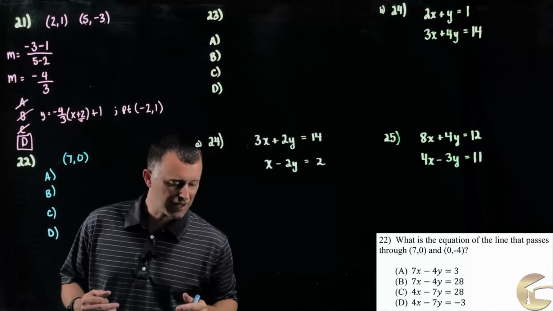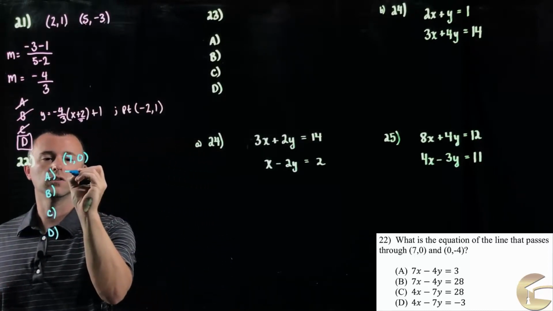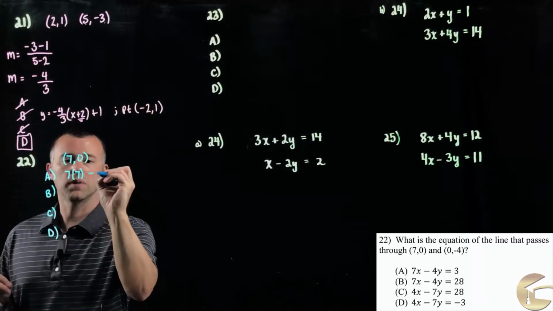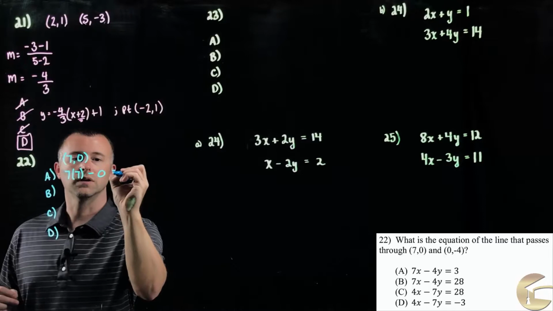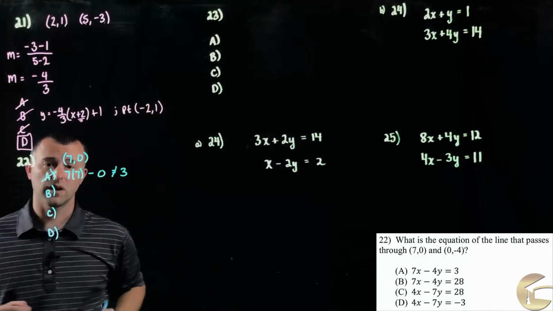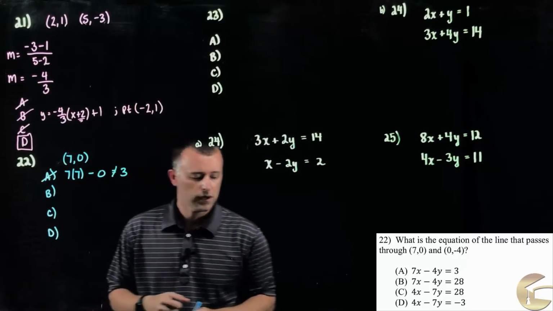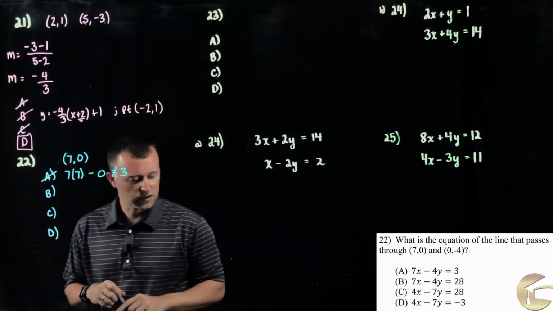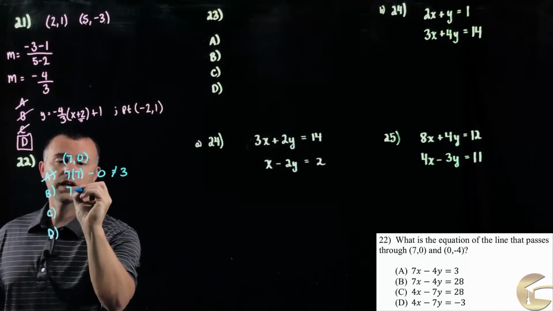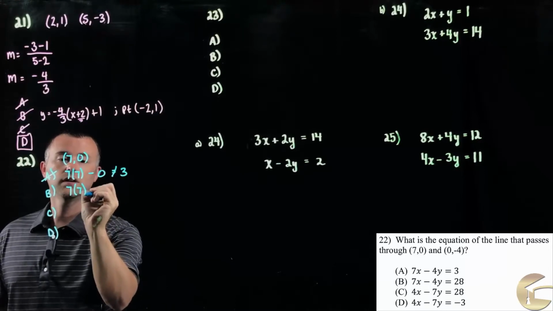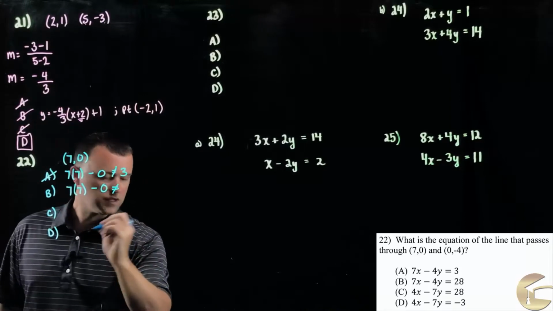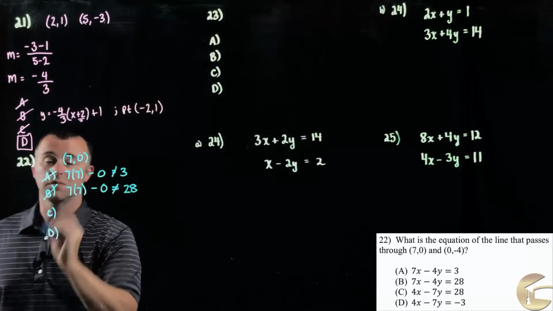So answer choice A is 7x minus 4y equals 3. So it'd be 7 times x, which is 7, minus 4y would be minus 0, equals 3. And well, 49 does not equal 3, so I don't need to worry about A ever again, at least for this problem. So then I go on to the next one, which is 7x minus 4y is equal to 28. So I have 7 times 7, minus 4y, which is 0. And again, that doesn't equal 28, so I know it's not B.